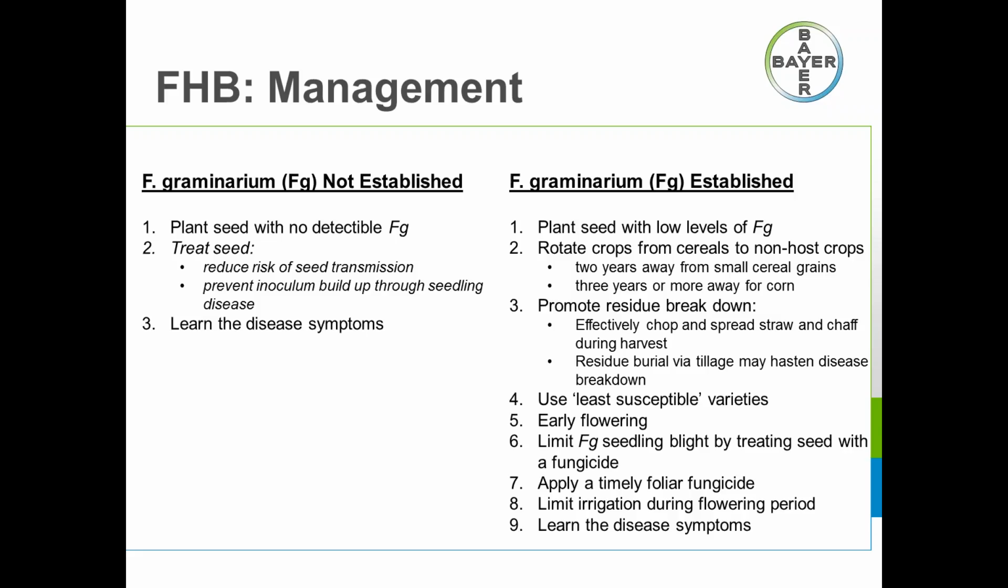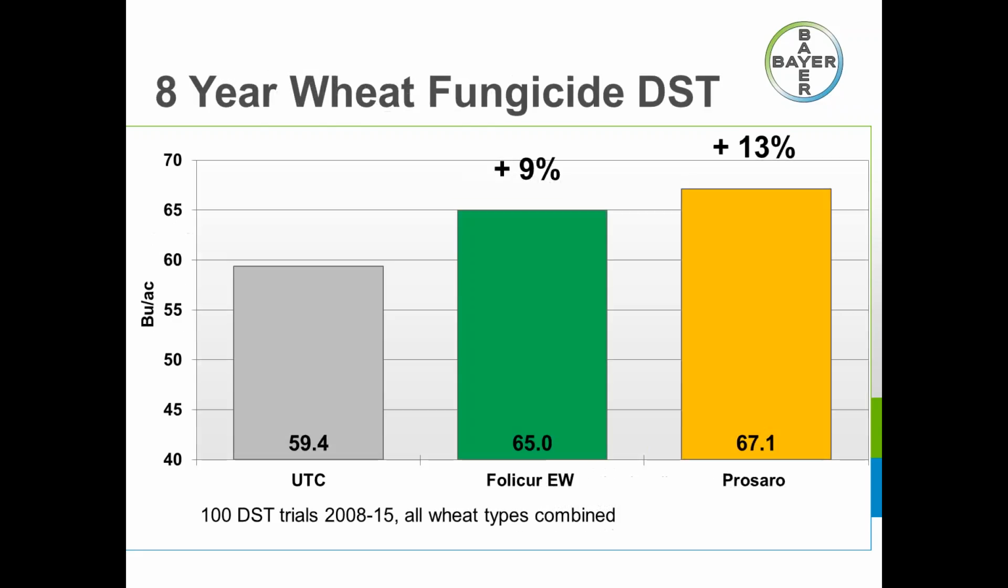Again, foliar fungicide is an option if the conditions are right and you think that you've got a chance to have FHP in your crop. Applying a foliar fungicide at the correct time is very important. And also, again, if you're in an irrigated area, limiting that irrigation during the flowering period, which is the most critical time for releasing spores and then infecting the crop.